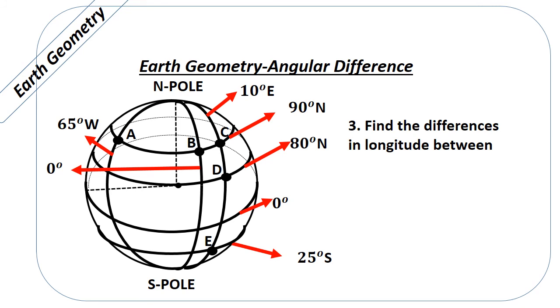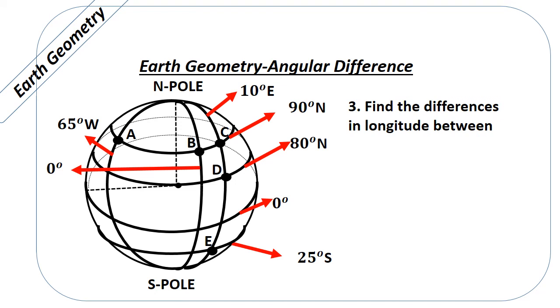The next question is find the differences in longitude between A and D. So they want the difference in longitude between A and D. Also C and E. This time in longitude, meaning the line that goes up and down. But C and E, as we can see, they are lying on the same longitude. So this is going to be tricky because there will be no difference. But then we hope there is no mistake again.